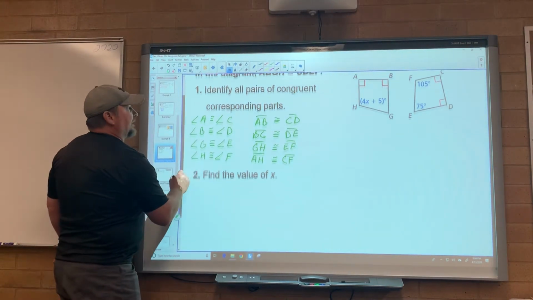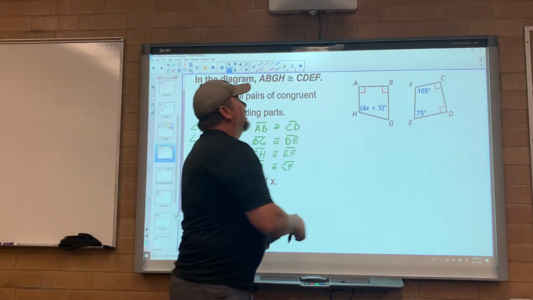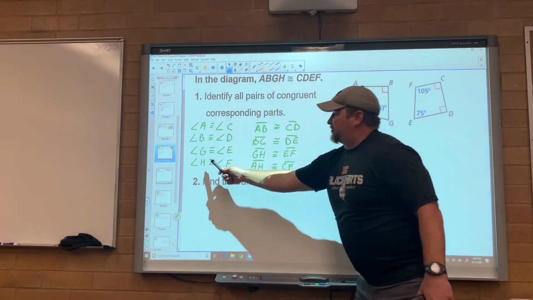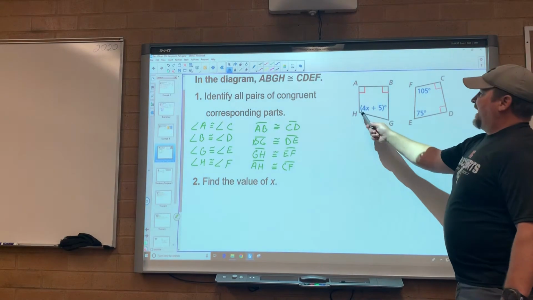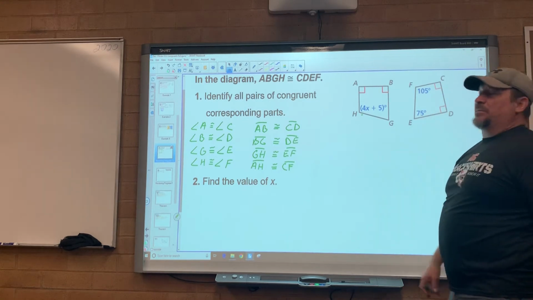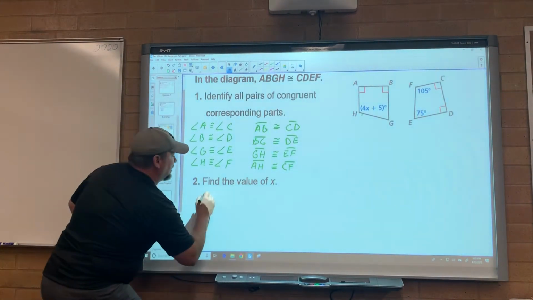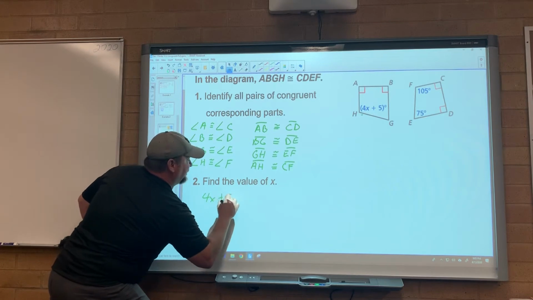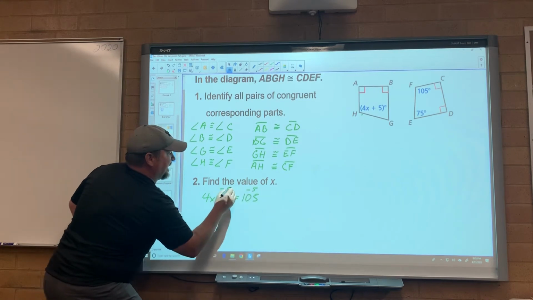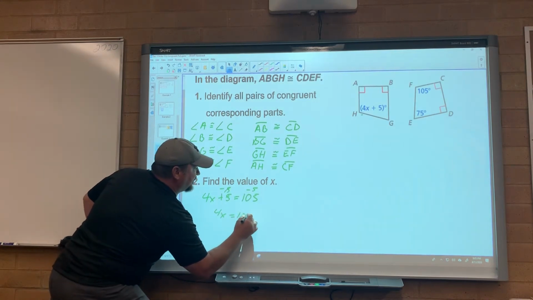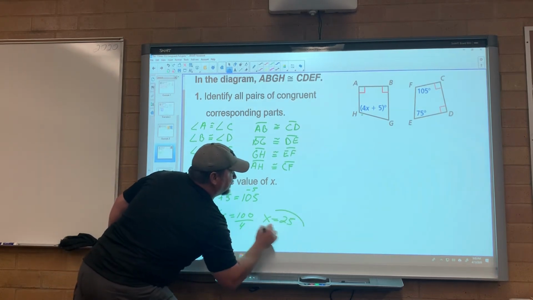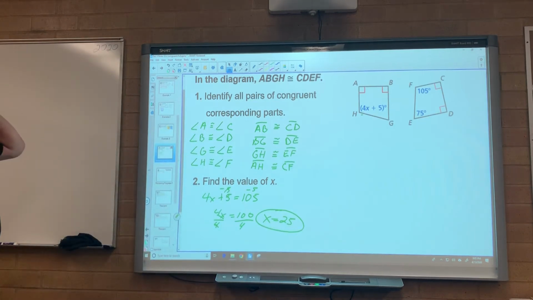Now let's go ahead and go find X. Well, watch what we're gonna do. H, up here, we know it matches up with F, but it's right here, H and F. So H has our X value in it. We're gonna match it up with F. F has 105, so we'll just set them equal to each other. So 4X plus 5 equals 105. Subtract the 5, because it's saying to add here. So 4X equals 100. Divide by 4, and your X value is 25. Any questions on that? Okay.